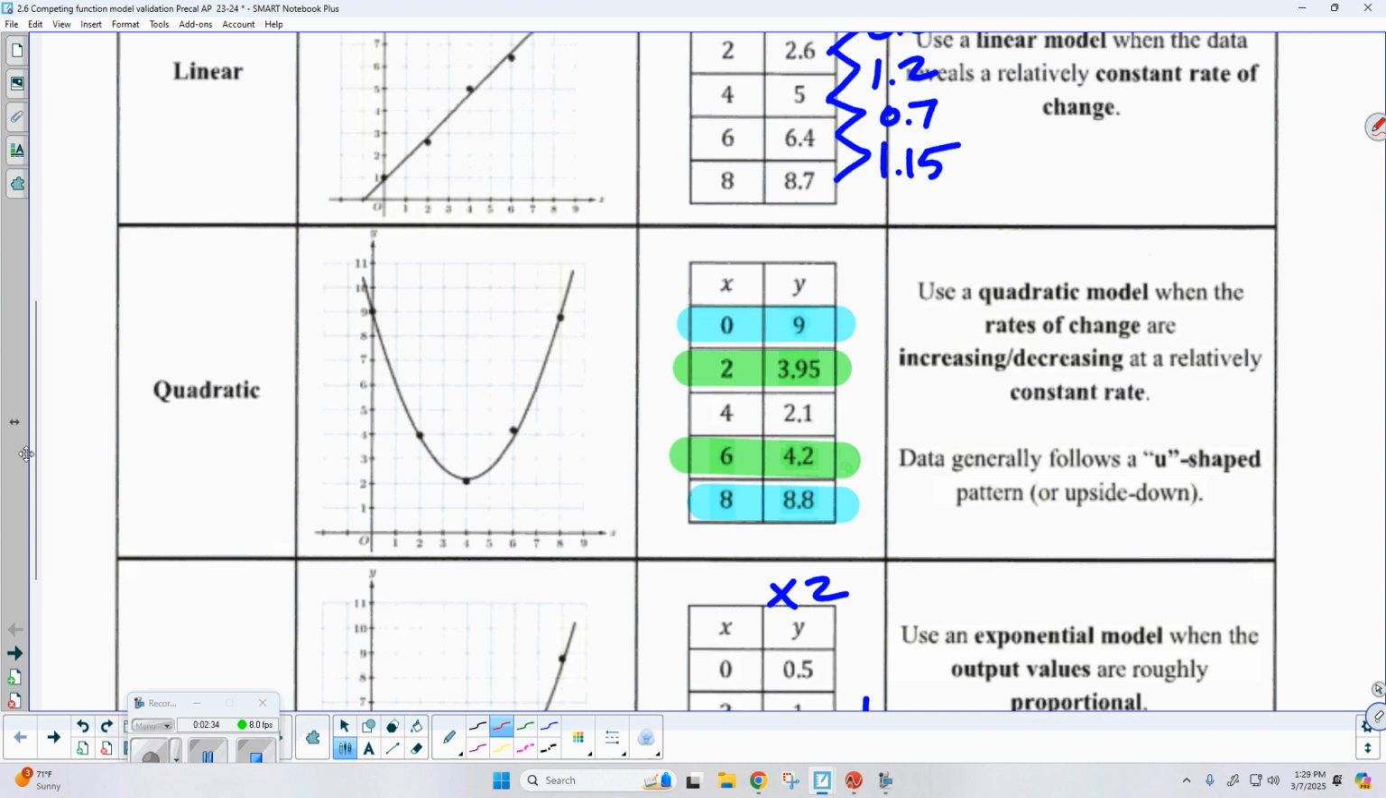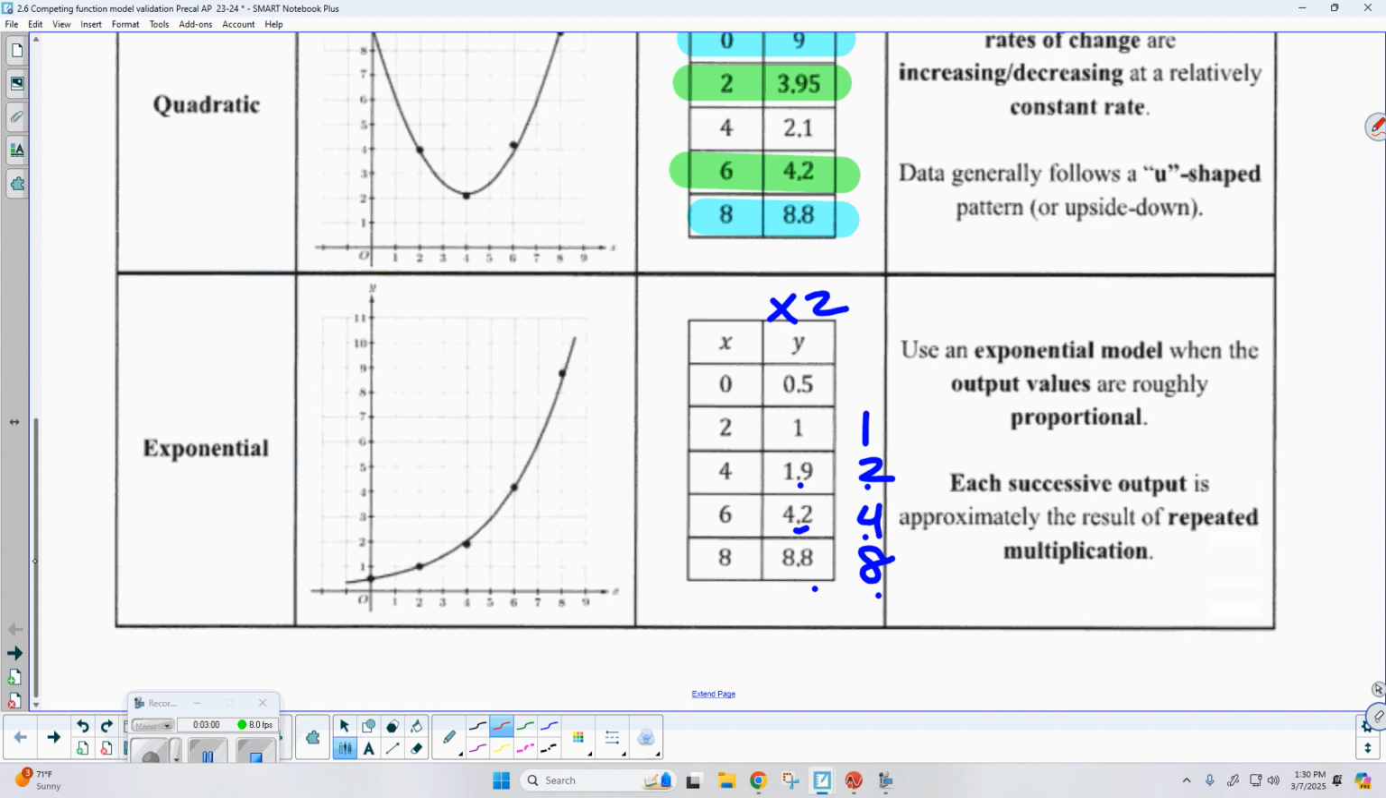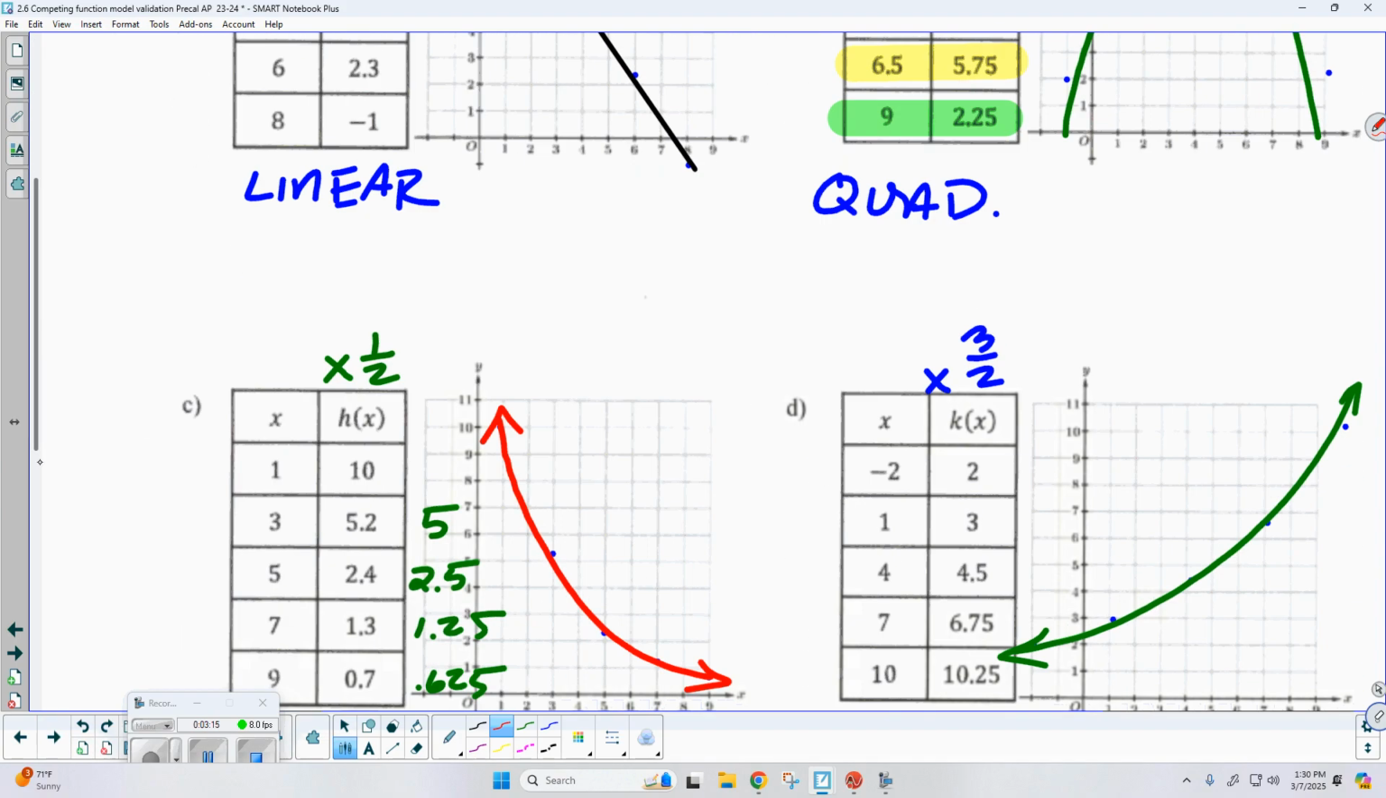But yesterday, we were kind of focused more on the data generally following a U-shaped pattern. So what that means is we should somewhat be able to see symmetry through the Y values. Okay, like here, 9 and 8.8, 3.95 and 4.2 are pretty close to each other. So either the values are going to decrease and then increase, or they could increase and then decrease with these values being very similar. And then exponential is what we've been talking about a lot lately. Use an exponential model when the output values are roughly proportional. So what this means is that each successive output is approximately the result of repeated multiplication. All right, and then we did some examples, and everybody seemed to be pretty good on those.